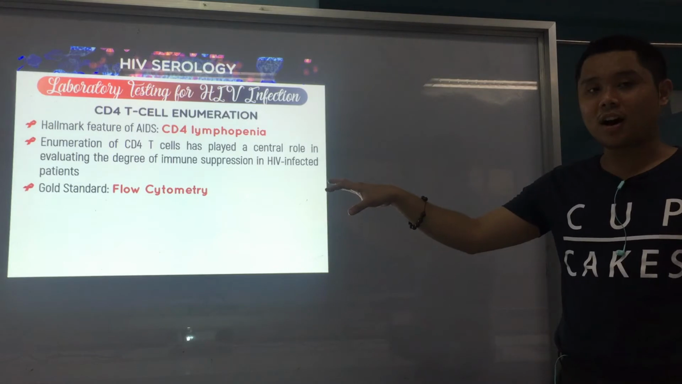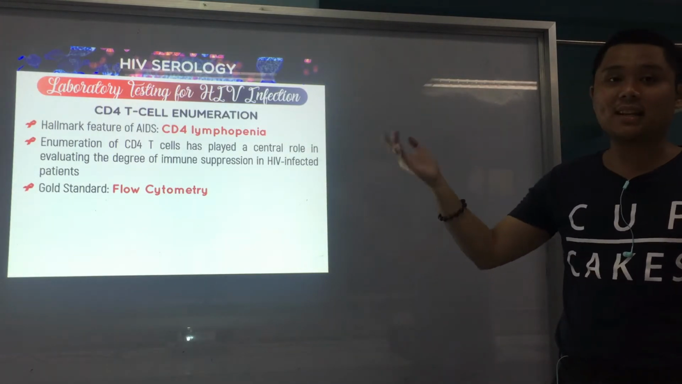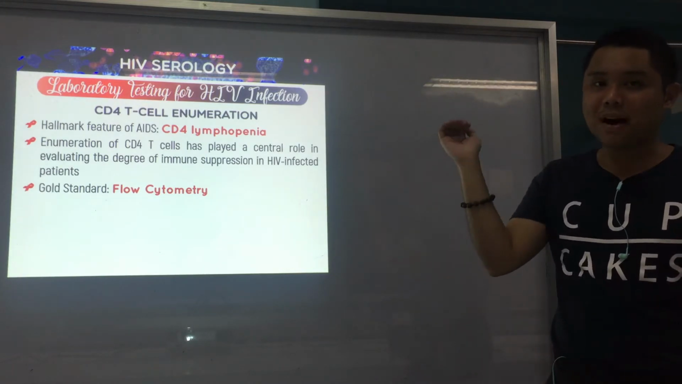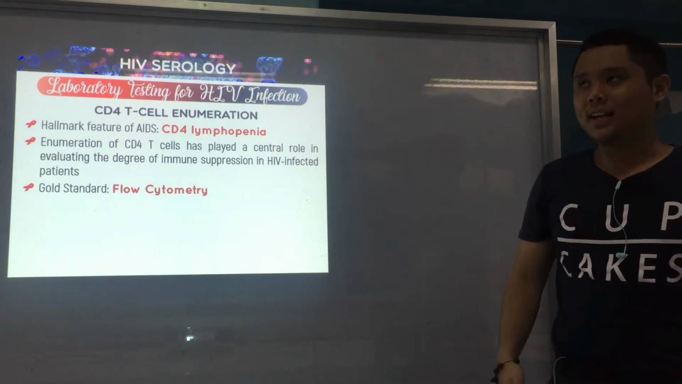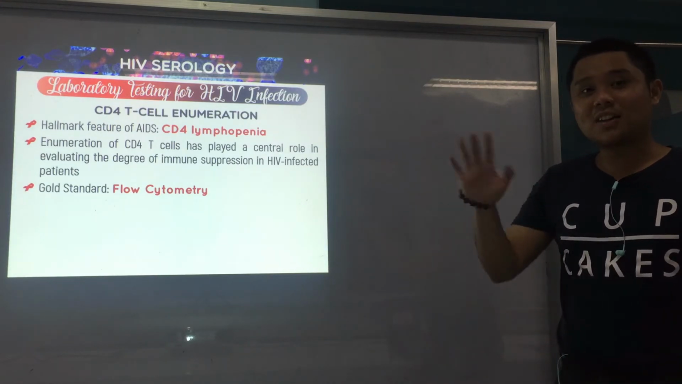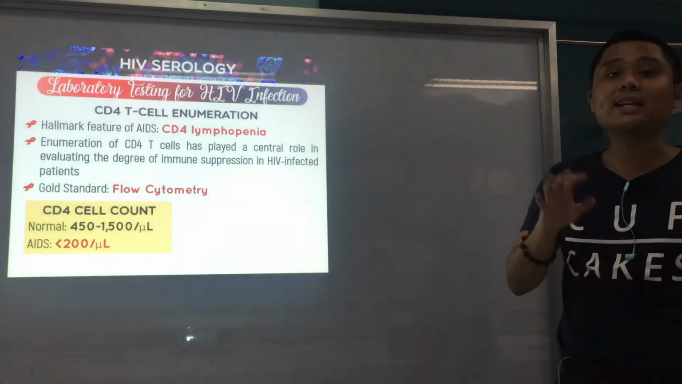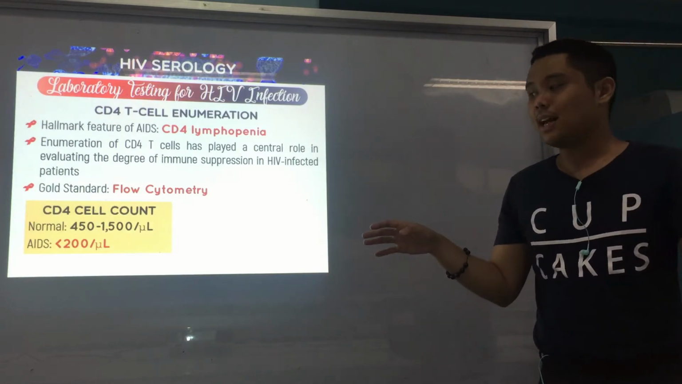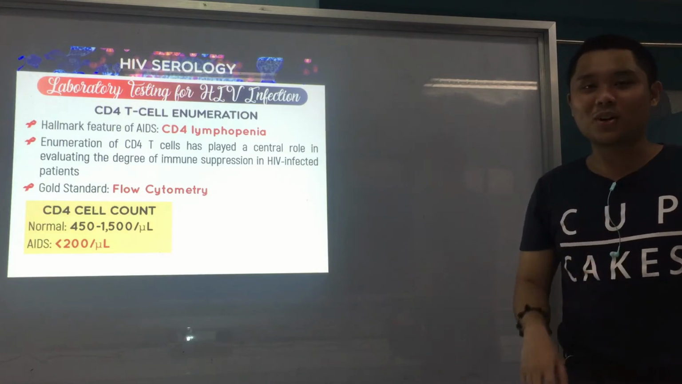We have mentioned this in our discussion on T-cell enumeration assays. Since you're detecting CD4 T-cells, there is a fluorescent probe on the CD4, and the cells pass through in a single line, hydrodynamically focused. That's in our lecture on T-cell enumeration assays. The normal CD4 cell count should be 450 to 1,500 cells per microliter, and AIDS is less than 200 per microliter. This may come out in the boards.